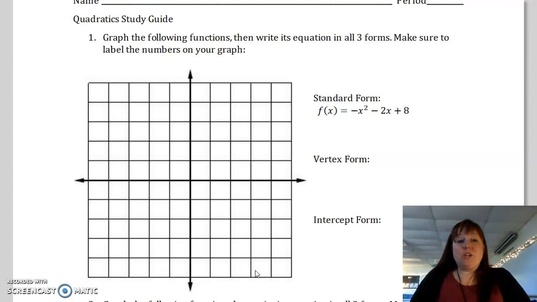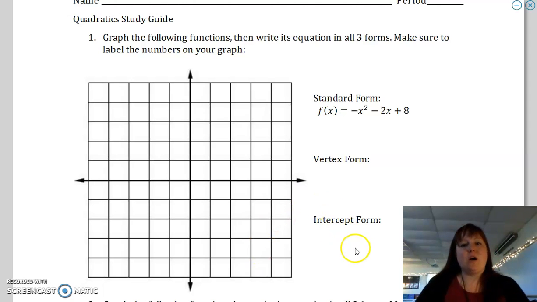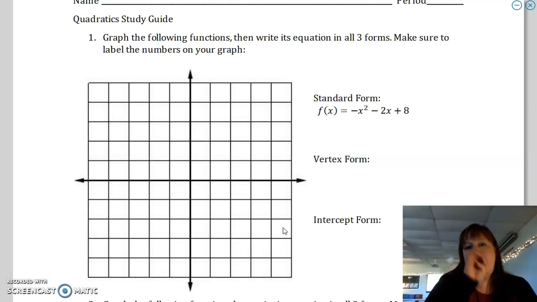All right, hi guys. We are going to review for the Algebra 2 test. So this is our study guide. I'm just going to go through it and you guys can get some good practice. Okay, so let's start with the first one. It says graph the following functions, then write its equation in all three forms.